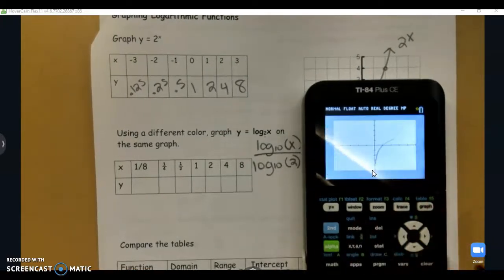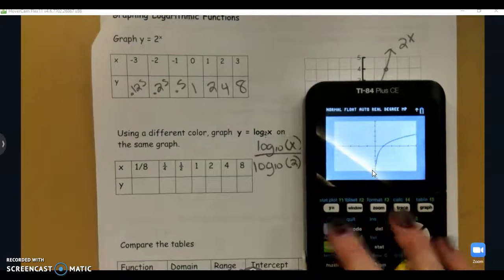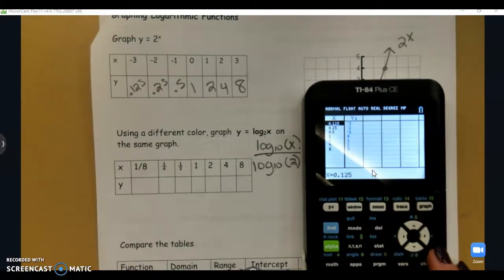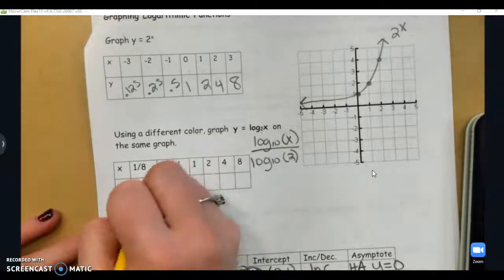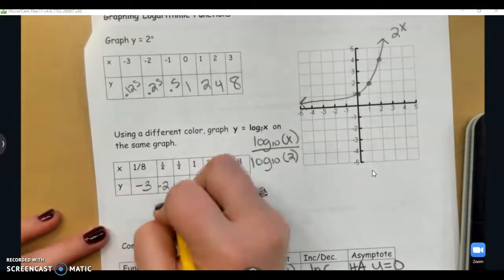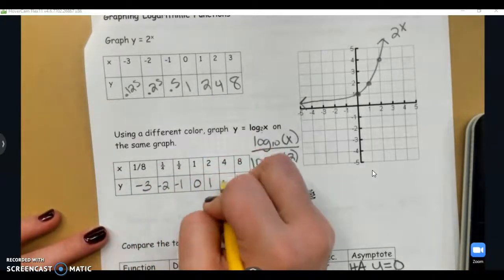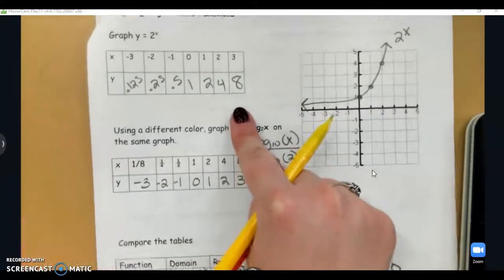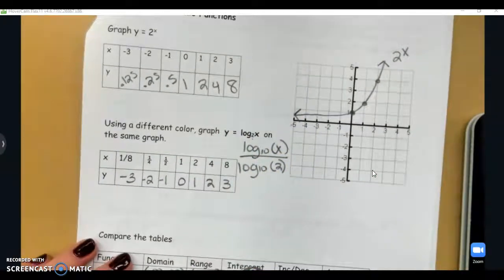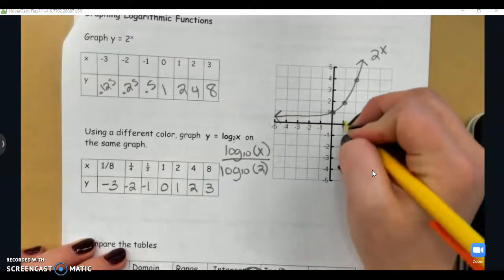And I'm going to go to my table. Well, there's the graph already, but if you go to your table, we are going to put in those values and fill in. Now, paying close attention, these x values that we have used are different from the values we used for the exponential function. And so our graph is going to look a little different.